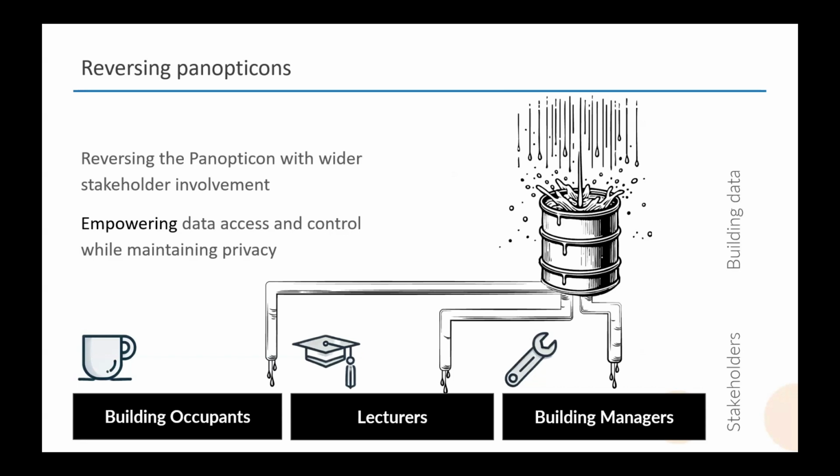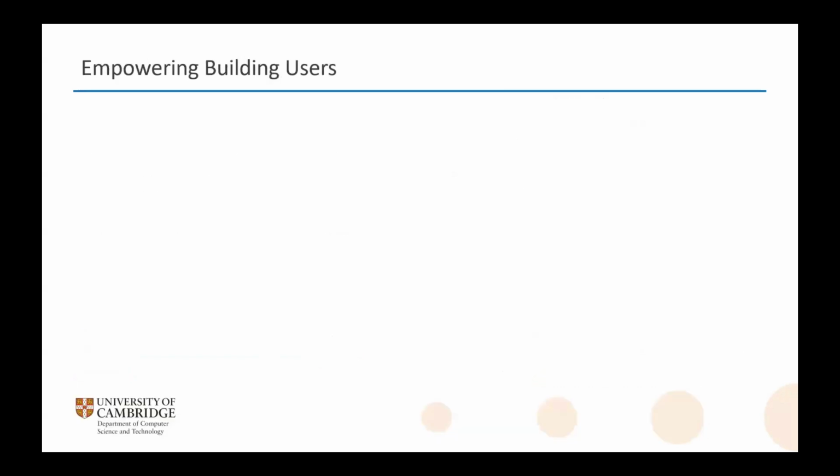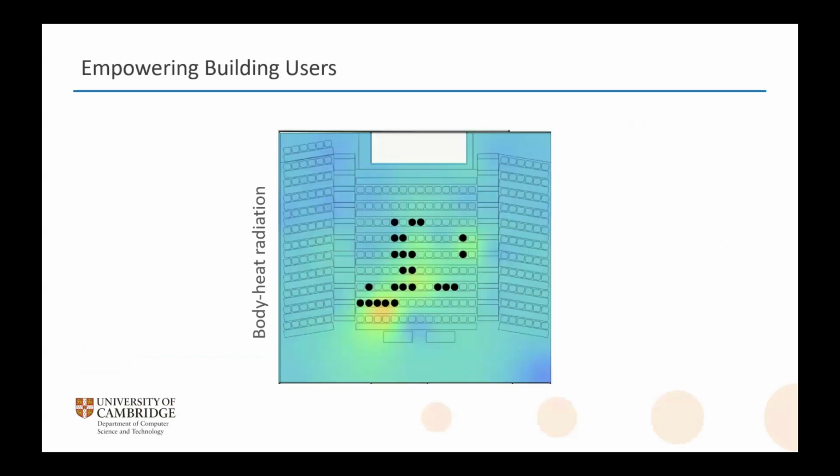And for that, I'll show you 3 examples of that. So first of all, how do we present this information to ordinary building users? So this is an example of a lecture taking place in a lecture theater, sort of a snapshot. This image shows a body heat map, a radiation heat map of temperature.